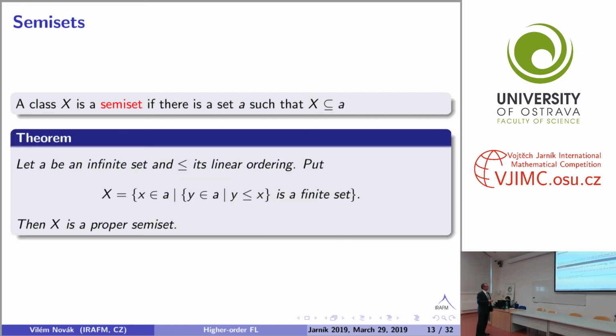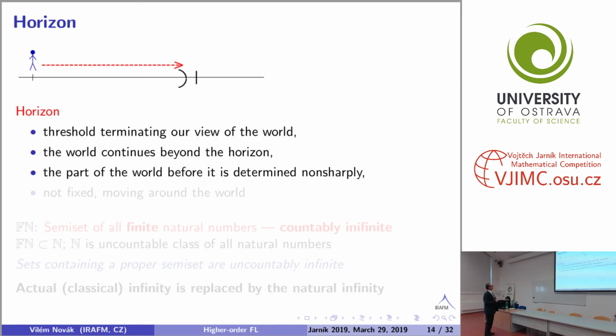This can be proved on the basis of this definition: if A is an infinite set, and its linear ordering by the assumption must exist, and if we take the class of all elements of this set A such that the lower cut is a finite set, then it can be proved that this is a proper semiset. I forgot to say that, of course, every set is a semiset, but not the other way around. There can exist semisets which are not sets, and such semisets are called proper semisets.